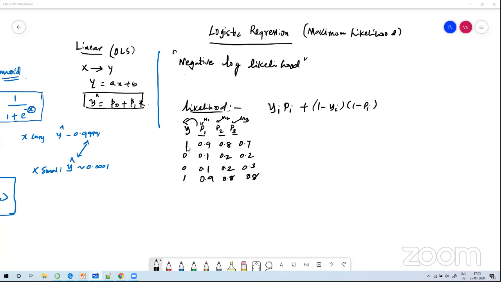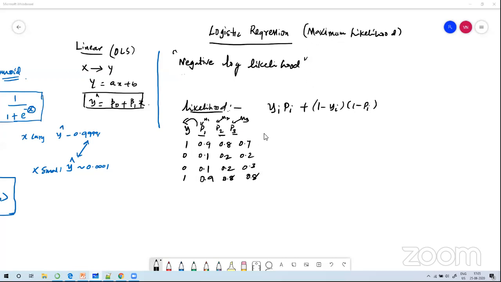When y is 1, the probability is 0.9. When y is 0, the probability is 0.1. Because we have only 4 observations here, we could easily say P1 is better representing the y. That's called likelihood: the likeliness of a probability distribution representing the actuals. How likely this probability distribution is representing your y, and whichever gives you the maximum value is the one representing your y in a better way. So that is why it is maximum likelihood.